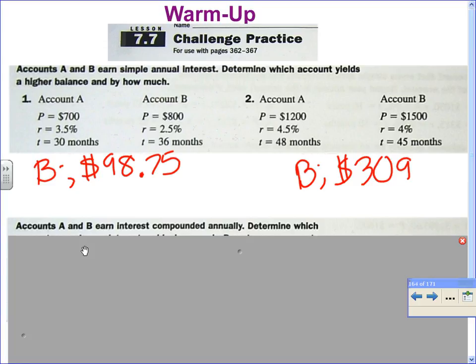Now on the test Monday, that could be a problem for some of you if you're not reading. It could say it's simple annual interest, but find how much the balance differs, or find the balance. Just read carefully what the question is asking you.